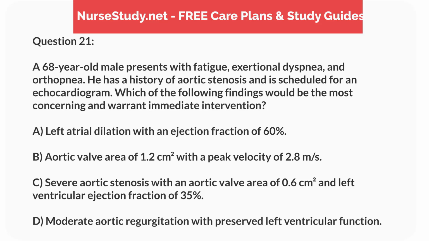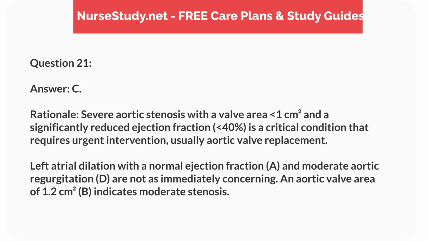D. Moderate aortic regurgitation with preserved left ventricular function. Answer: C. Rationale: severe aortic stenosis with a valve area less than 1 square centimeter and a significantly reduced ejection fraction, less than 40%, is a critical condition that requires urgent intervention, usually aortic valve replacement. Left atrial dilation with a normal ejection fraction, A, and moderate aortic regurgitation, D, are not as immediately concerning. An aortic valve area of 1.2 square centimeters, B, indicates moderate stenosis.